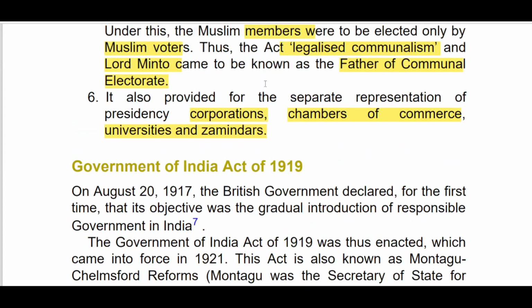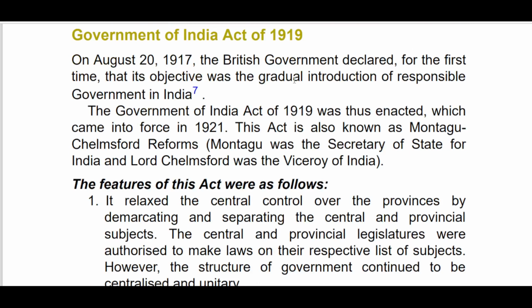Next act is the Government of India Act of 1919. It was introduced in the year 1917. On 20th August, the British government declared for the first time that its objective was the gradual introduction of responsible government in India. So the Government of India Act of 1919 was thus enacted, which came into force in 1921.